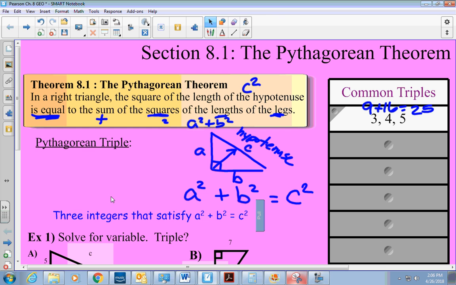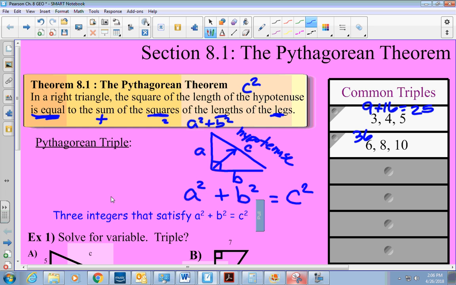So there's a variety of numbers. Any multiples of a Pythagorean triple will make another Pythagorean triple. So if you multiplied each of these by 2, 3 times 2 is 6, 4 times 2 is 8, 5 times 2 is 10. So you see how these 6, 8, 10 are doubles of 3, 4, 5. And then Jose, what is 6 squared? 6 times 6. 36.